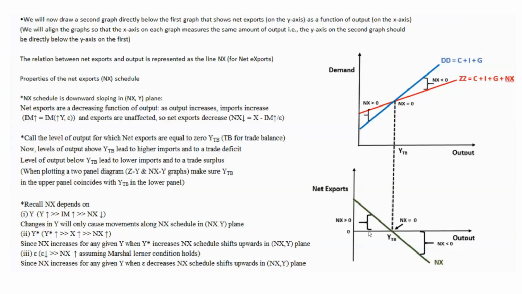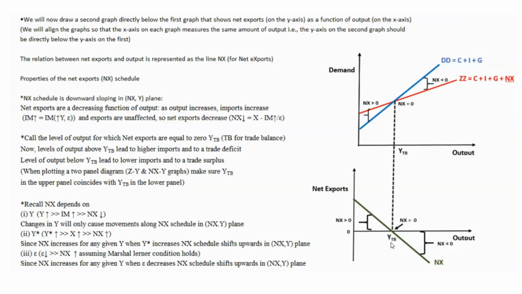The second thing is that we're going to call the level of output for which net exports are equal to 0 the trade balance output, Y_TB. So this is Y_TB when net exports are 0. This is the horizontal intercept of this net export schedule. So we call the level of output for which net exports are equal to 0, Y_TB. It's the horizontal intercept of our net export schedule.